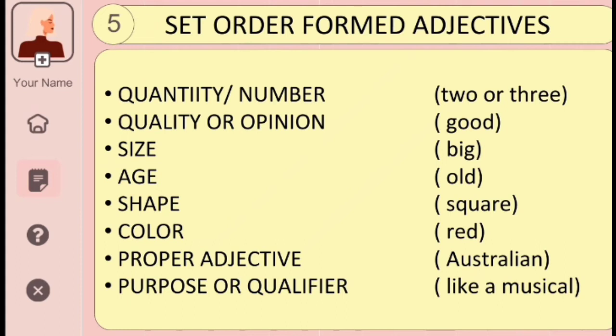So I put them down the side in the order I am talking about. So we have the quantity or number, like two or three, the quality or opinion, good, size, either small or big, age, old, shape, square, color, red, proper adjective, Australian, purpose or qualifier, like musical.